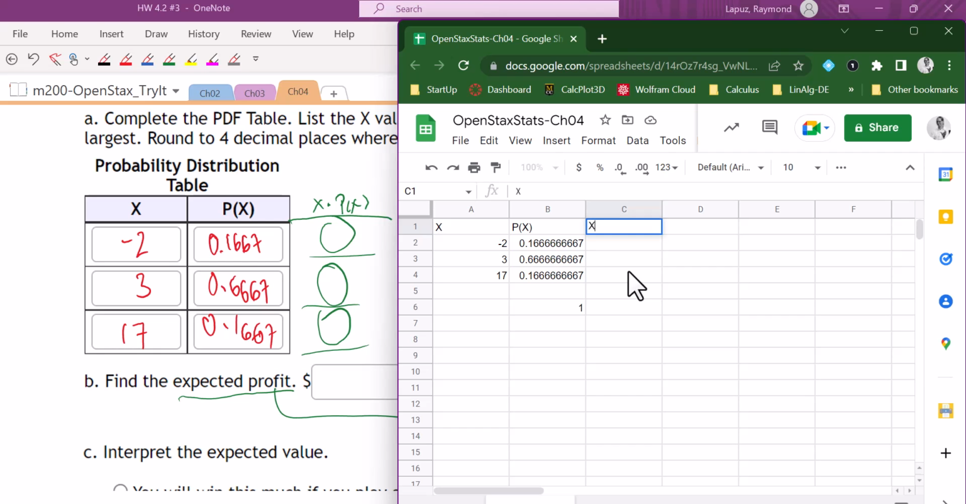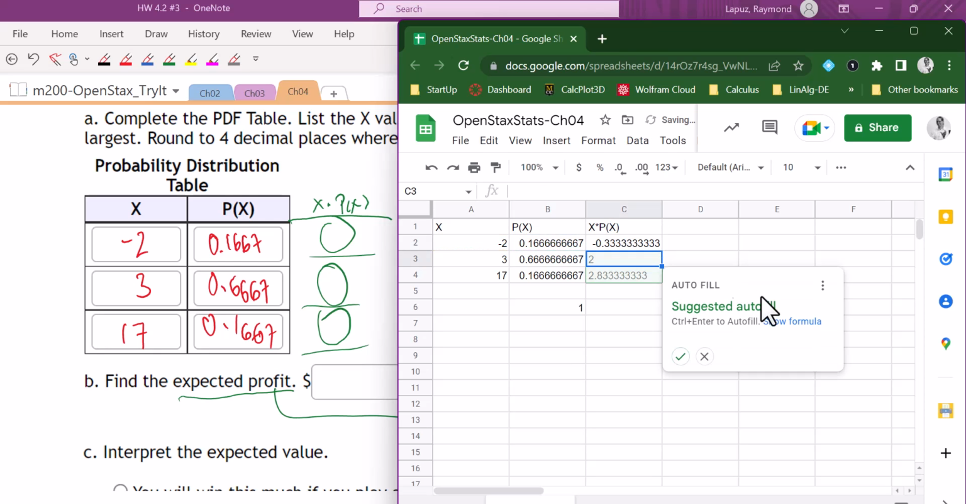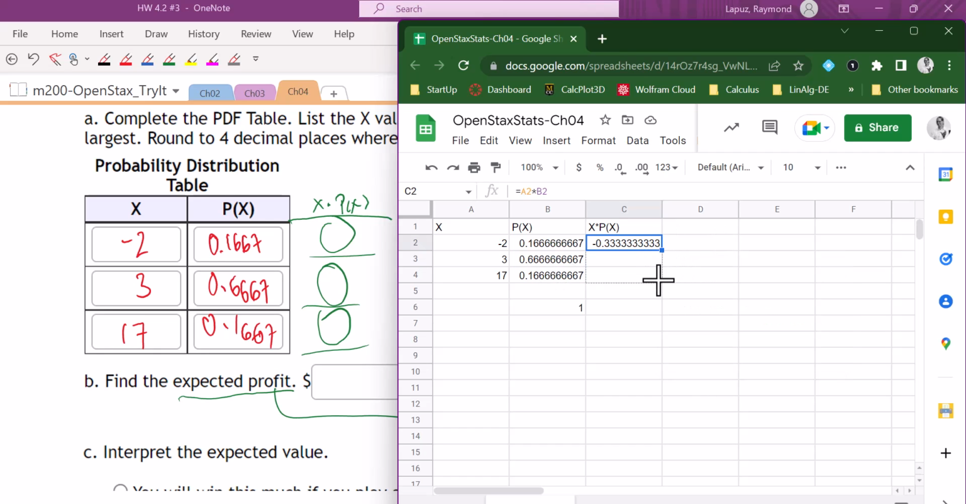So we will have in our next column x times p of x, and then all we have to do is say equals, and then we'll say x and then times, so that's shift 8, and then p of x. I'll click on p of x, and then I will get this value. It's negative 0.333, etc. Now for this, I think they're starting to get fancy and do autofill. You can just say check on the autofill, yes, because that's what's going to happen, or you can take this, click and drag, instead of redoing everything over again.